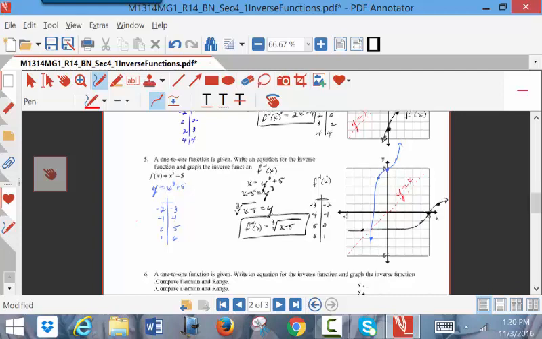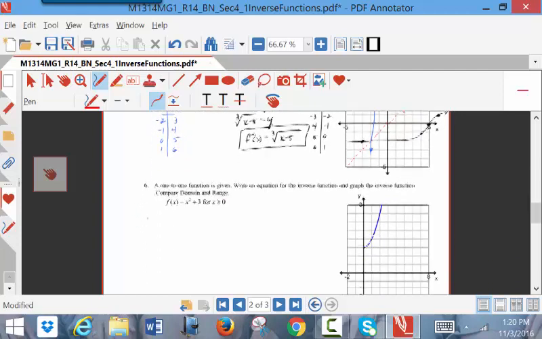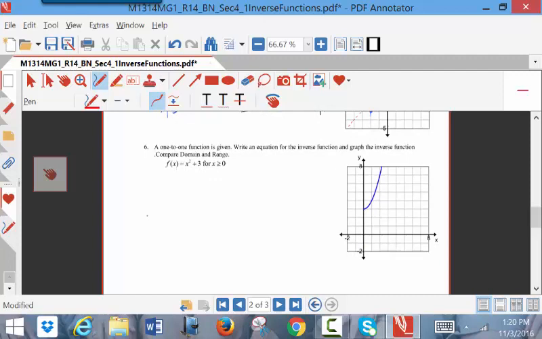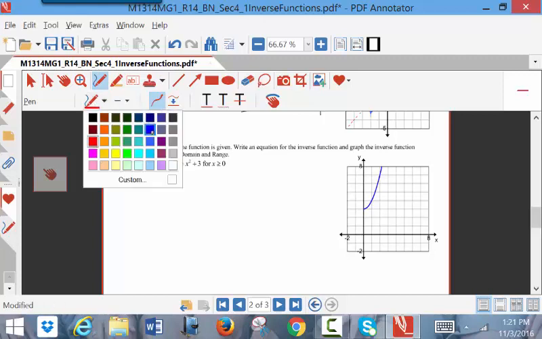Okay, so now let's do another one. All right, once again they tell me a one-to-one function is given. Write the equation for the inverse, and then they say compare the domain and range. Okay. All right, let's take a look at this. I'll try to stick with blue.